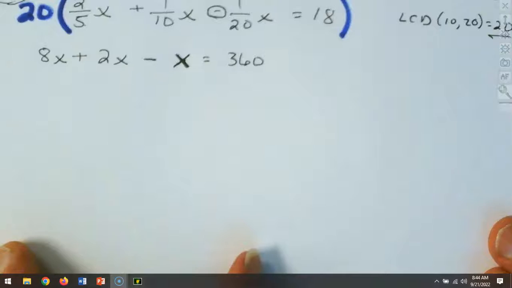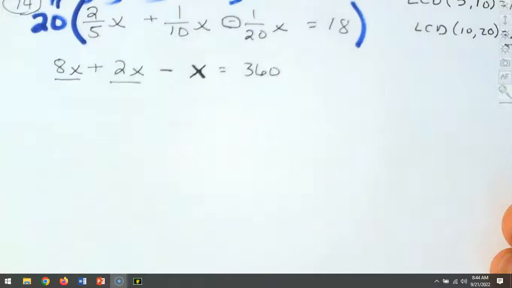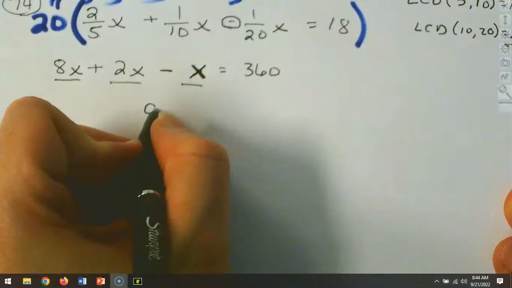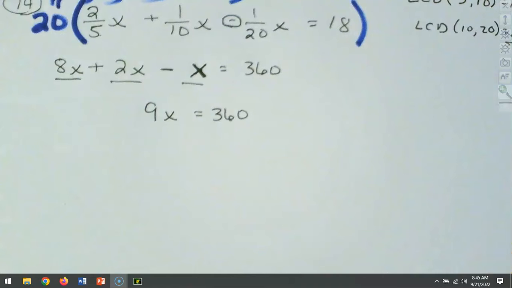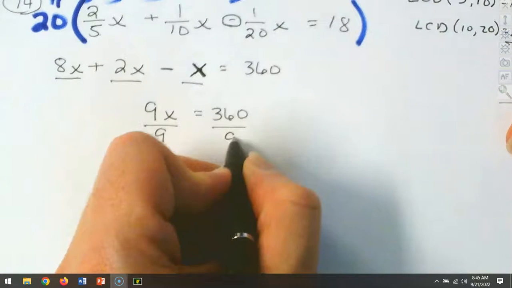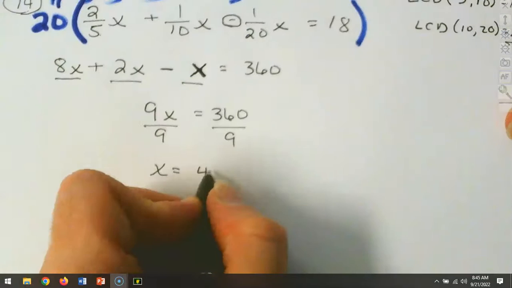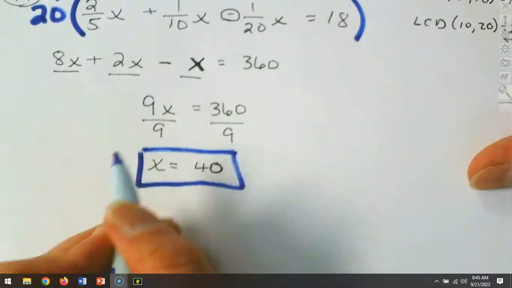Now we can finish it. We have an 8x and a 2x. That makes it 10. 10 minus another one makes it a 9x. And 9x now equals 360. And what's my last step going to be? Okay, divide everything by a 9. And that leaves me now with what? Yep, divide that by 9. And now we've got it. We've got x equaling now 40. And that's your final, finished answer.